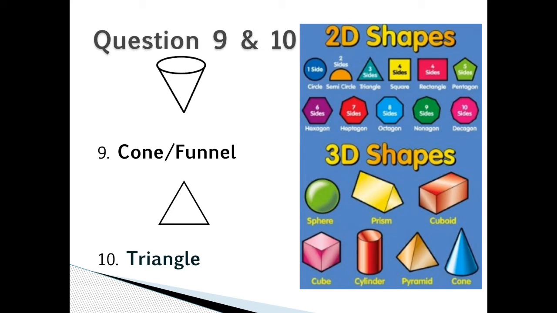Here are some examples of some 2D shapes. A circle with 1 side, semicircle with 2 sides, a triangle with 3 sides, a square with 4 sides, a rectangle which also has 4 sides, a pentagon with 5 sides, a hexagon with 6 sides, a heptagon with 7 sides, octagon with 8 sides, nonagon, 9 sides, and a decagon with 10 sides. Here are some examples of some 3D shapes. A sphere, a prism, a cuboid, a cube, a cylinder, a pyramid, and a cone.